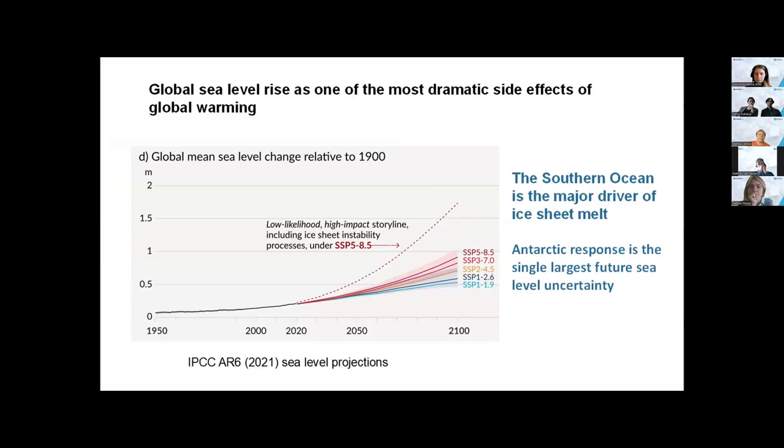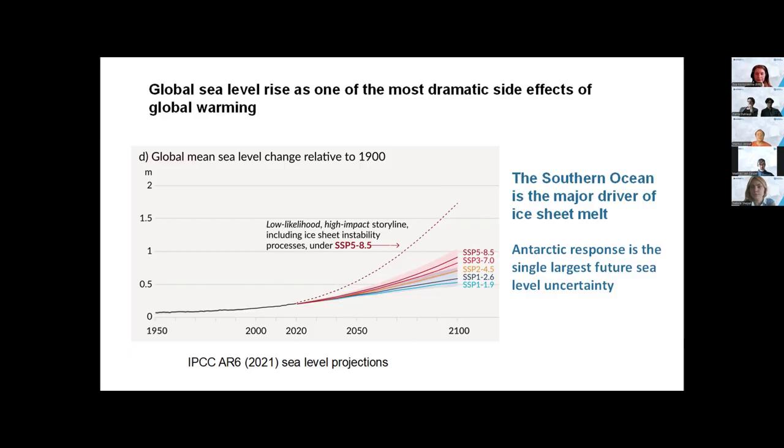The ice shelves surrounding the Antarctic continent have a buffering function to slow down the export of continental ice into the ocean, which would then contribute to this global sea level. And so, as my last slide here, we need to notice that the global sea level, of course, is one of the most dramatic side effects of global warming. We know that the sea level is rising, but there is a considerable amount of uncertainty as to how much it will rise by the end of the century.